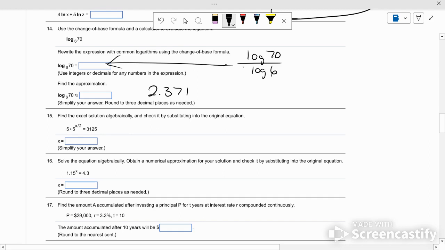Because 6 to the 2nd power is 36, and 6 to the 3rd power is 216, so it has to be somewhere between 2 and 3. On this one, see how there's a 5 in front? So what should we do as a first step?